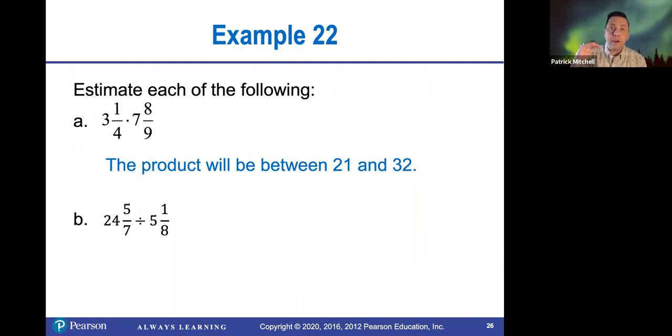Actually, that will be bigger than the exact answer. Round the dividend up and the divisor down. So that would be 25 divided by 5 is 5. So that's an upper bound on the answer.